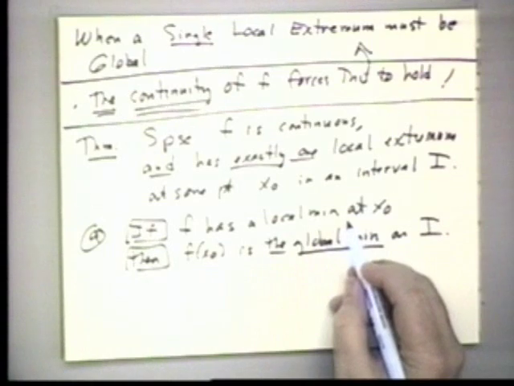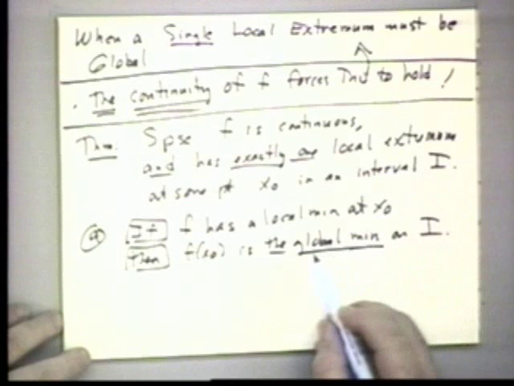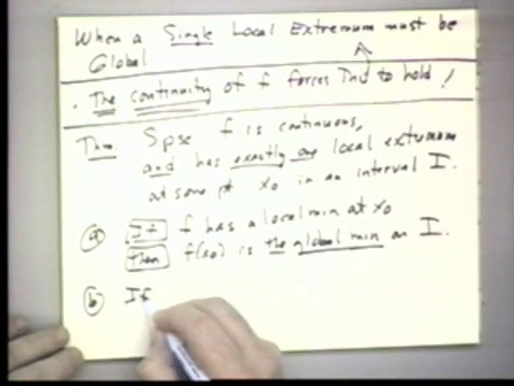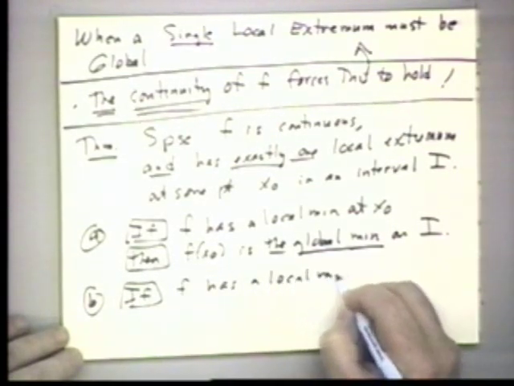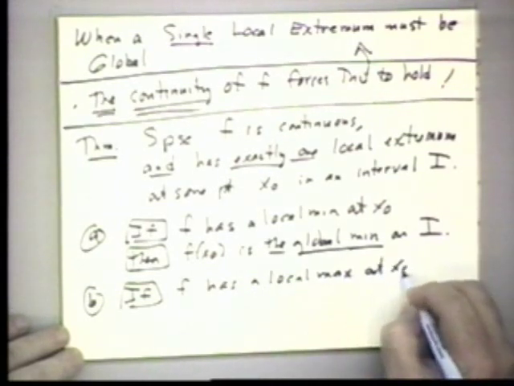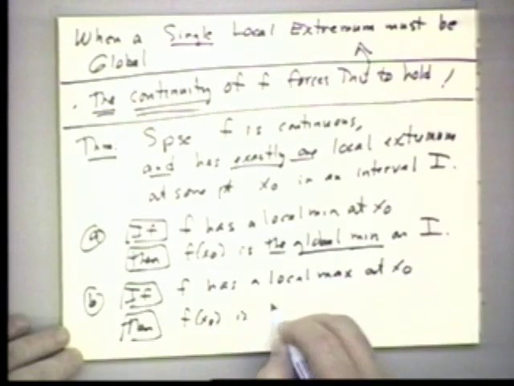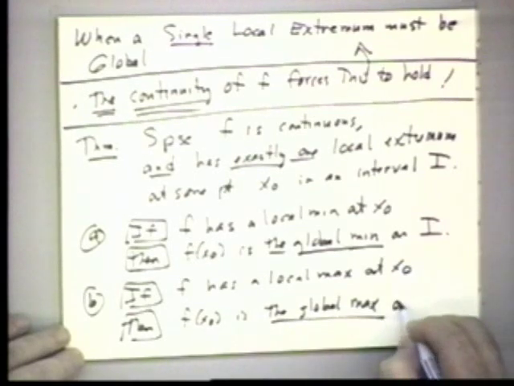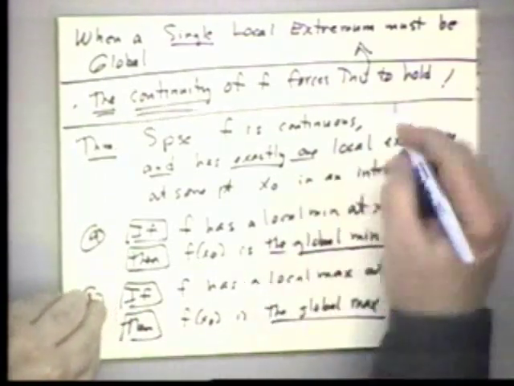So if you have a local minimum in an interval, and it's the only local extremum in there, then it's going to have to be the global minimum. There's no choice. And I'll show you why with a picture in just a moment. And likewise, of course, if f has a local maximum at some point x naught, then it's guaranteed that f of x naught is the global maximum. If there's only one, it has to be the biggest or the smallest. And it all happens because the function's continuous.